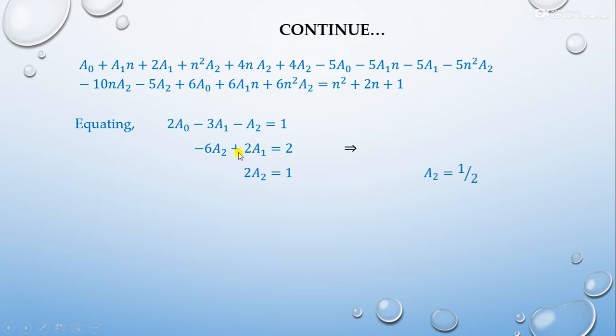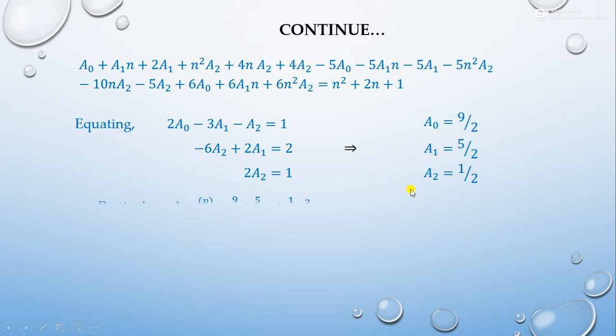Now put this A2 in the second equation. So we get here the value of A1, that is 5 by 2. Now put here in the first equation the values of A1 and A2. So from here we get the value of A0, that is 9 by 2. So like that we can calculate all these constant values.